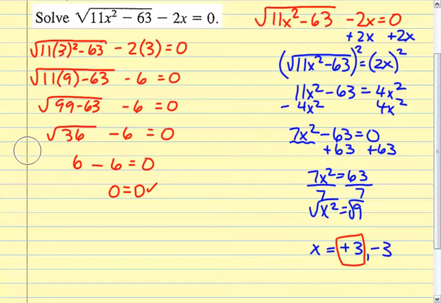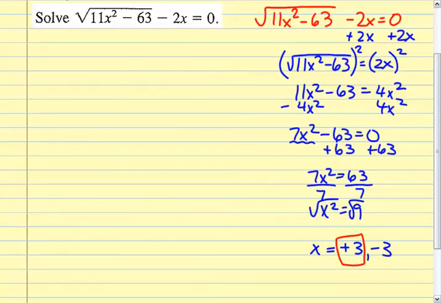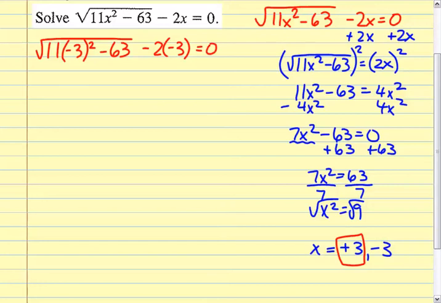Now, I'm going to erase this and I'll just try the other one. Square root of 11 times negative 3 squared minus 63 minus 2 times negative 3 is equal to 0. See how these signs matter? That's the thing. Once we start squaring it, we're getting rid of some negatives, but when we plug it back in, they may not work.